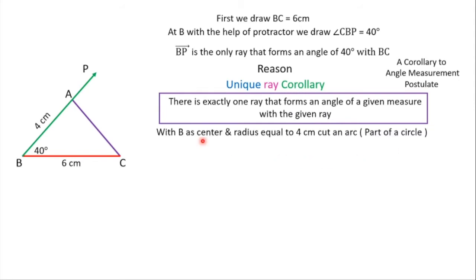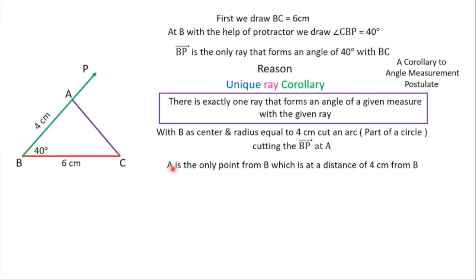Then with B as center and radius equal to 4 centimeters, we cut an arc, which is nothing but part of a circle. So with B as center and 4 centimeter radius, with the help of compasses, we cut this. So we are going to get the point A. A is the only point from the point B which is at a distance of 4 centimeters from B.